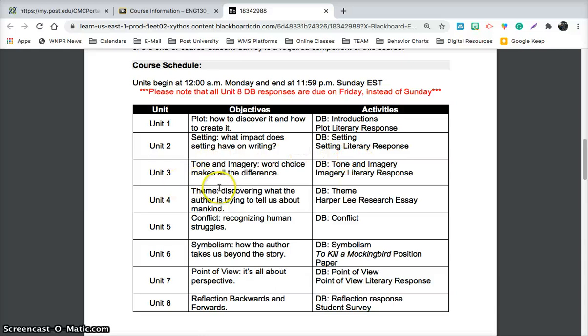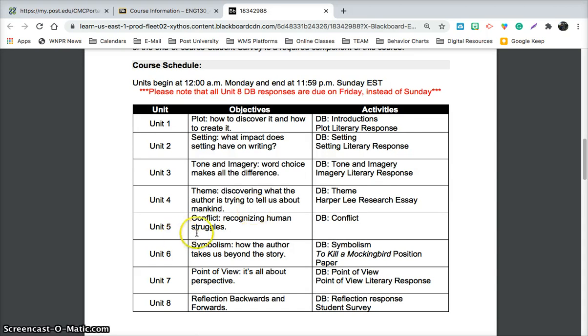For Unit 3, it's about tone and imagery, like how does word choice make all the difference when you write. Unit 4, theme, discovering what the author is trying to tell us about mankind. What is the overall theme? What is the overall lesson the author is trying to teach us?